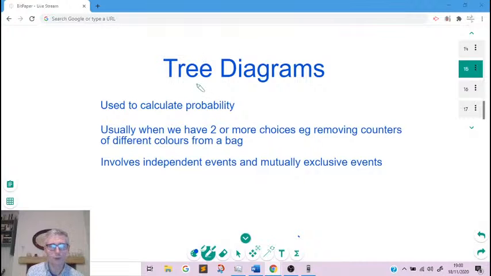We're going to cover tree diagrams this week. Tree diagrams are a way of calculating probability, and usually they're used when we've got something where there's two or more possible outcomes. So, for example, removing counters from a bag. We might have different colours of counters, and we might need to work out the probability of getting, say, green counters. What we have in these tree diagrams is things called independent events and also mutually exclusive events.